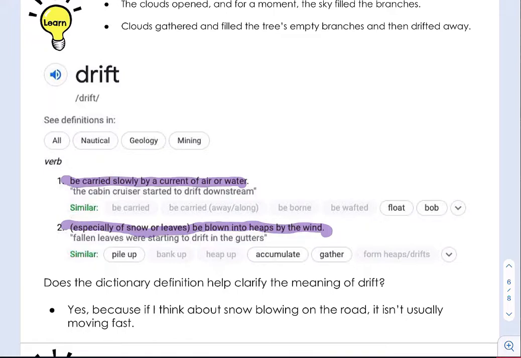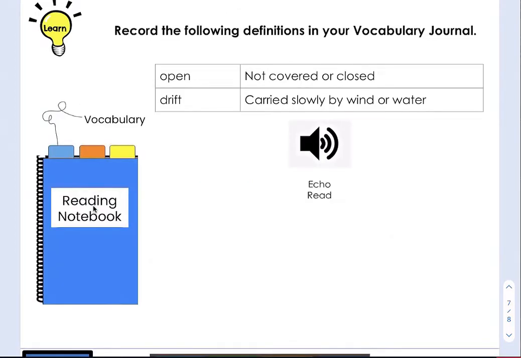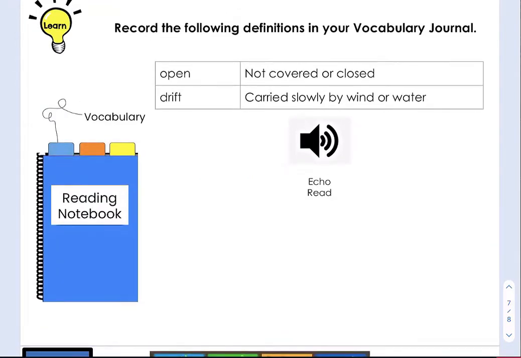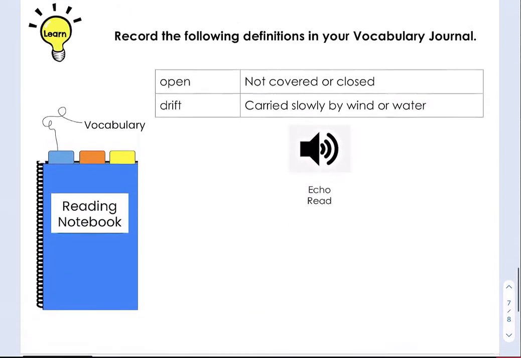Sorry, I'm having a little lag on my screen. It's not changing as quickly as I would like it to. Let's see here. Oh, and it's frozen. There we go. Okay. Is it moving? There we go.